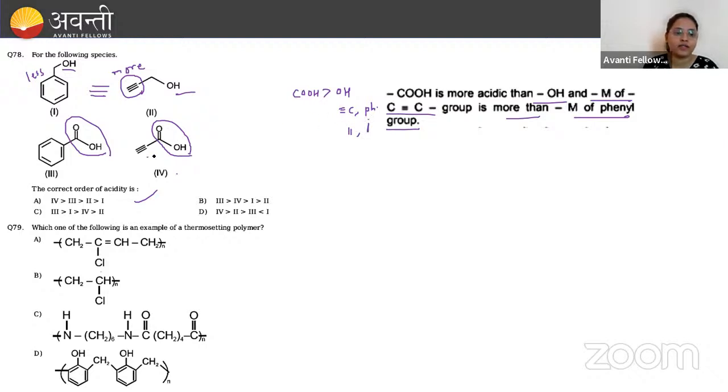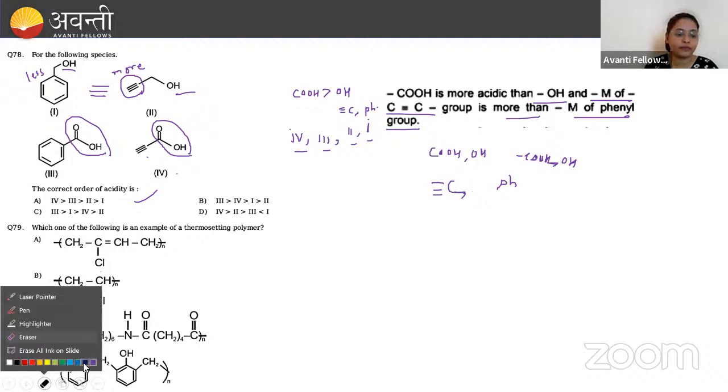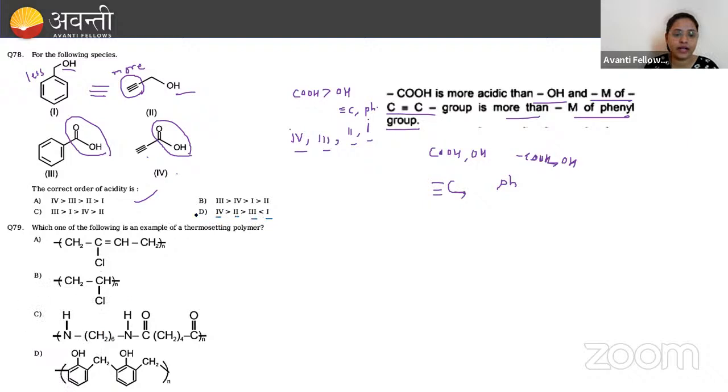Now let's talk about the other pair. Here also the triple bond compound, that is the fourth, will come first, and then the phenyl ring compound, that is the third. So 4, 3, 2, 1. The triple bond compounds come first and the phenyl compounds later. First the COOH group, then the OH group. So first the fourth, then second, then third, and first. This is our correct order.